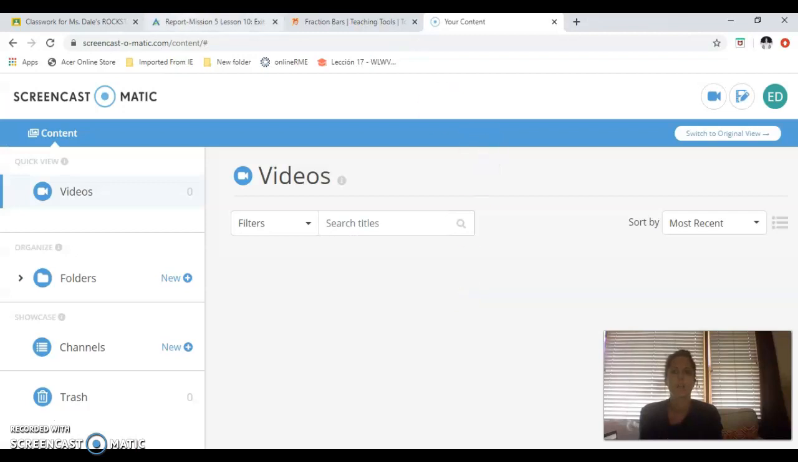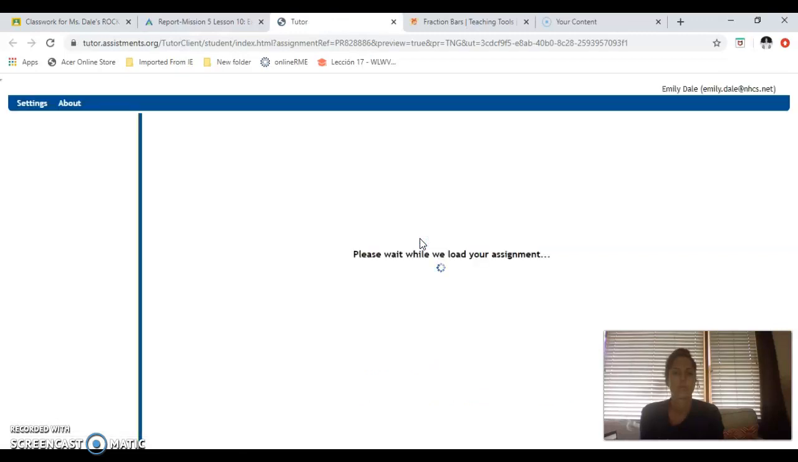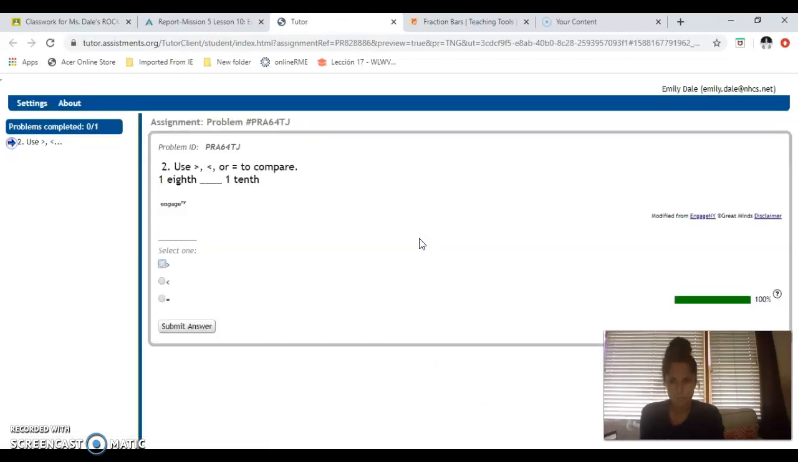Okay, I had only brought up that one question. Let's go to this one. Okay. Use the greater than, less than, or equal sign to compare. Remember, we haven't done this in 3rd grade, but I know that you remember from kindergarten, 1st or 2nd, or I hope that you do. The alligator eats the bigger number. So in this, the alligator eats the bigger fraction. So it's comparing 1/8 to 1/10. So we're trying to figure out, is 1/8 bigger? Is 1/10 bigger? Or are they equal?